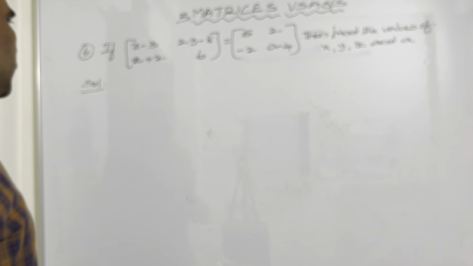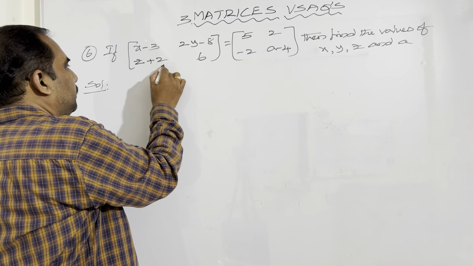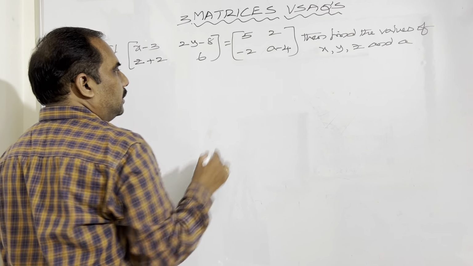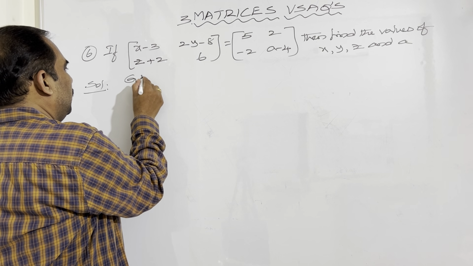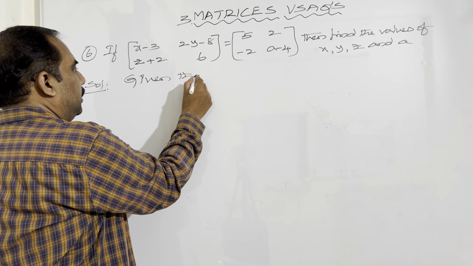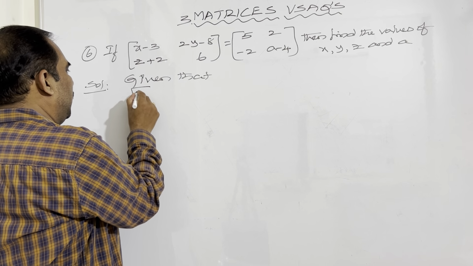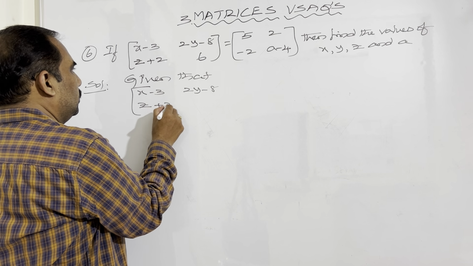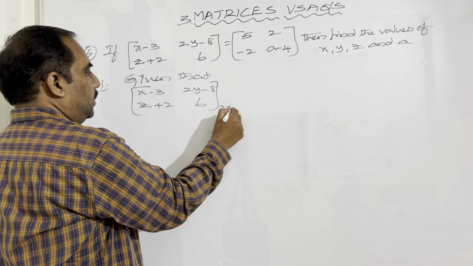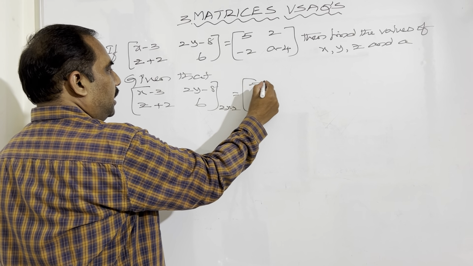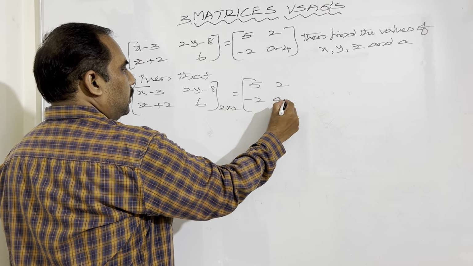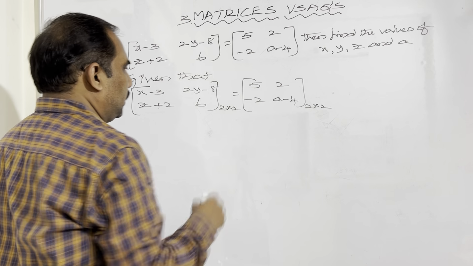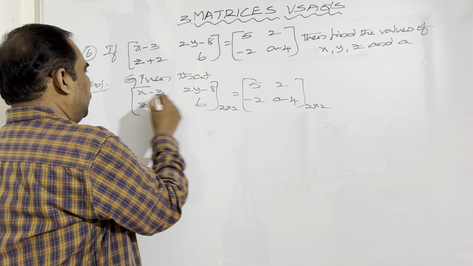Next question is, if the matrix [x minus 3, 2y minus 8; z plus 2, 6] is equal to matrix [5, 2; minus 2, a minus 4], then find the values of x, y, z and a. See here, if you take the given matrices, this is a 2 by 2 matrix which is equal to [5, 2; minus 2, a minus 4]. So this is also 2 by 2 matrix. So both matrices order is same. So that's why corresponding elements are equal.